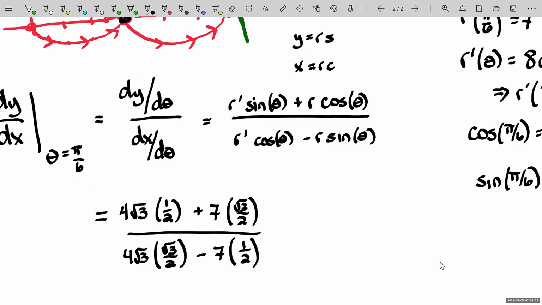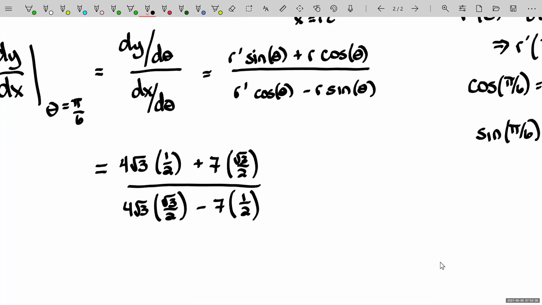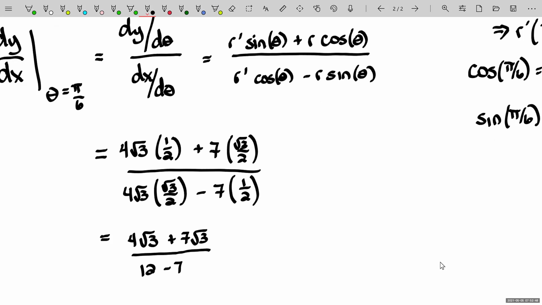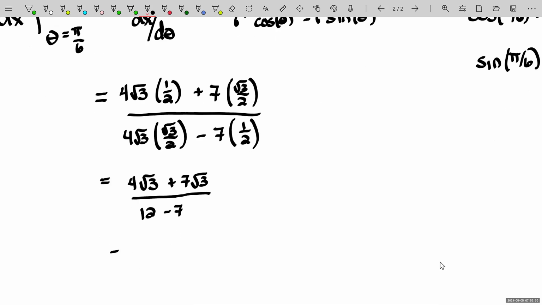You can see there's a lot of little cleanup here. I'm going to multiply numerator and denominator by 2 because, well, it cleans up nicely when you do that. 4 root 3 plus 7 root 3 all over 12 minus 7. And that will be 11 root 3 over 5. And let me just double check that I didn't screw anything up, but I don't think I did actually. 4 times 3 is 12. Yep.